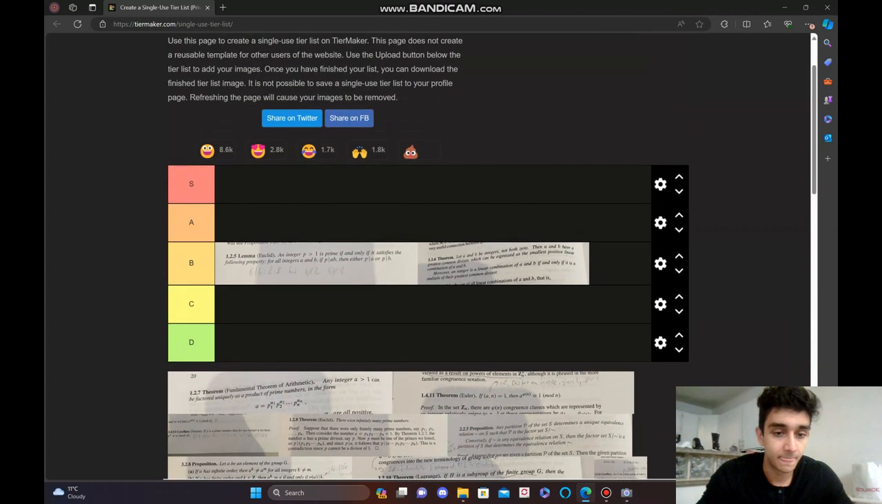Okay, so this next one here is the fundamental theorem of arithmetic. That's basically how, given any integer, you can factorize it as a product of prime numbers raised to some exponents. So it's kind of like a factorization theorem for all integers.